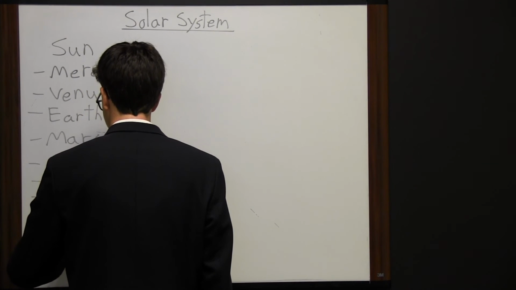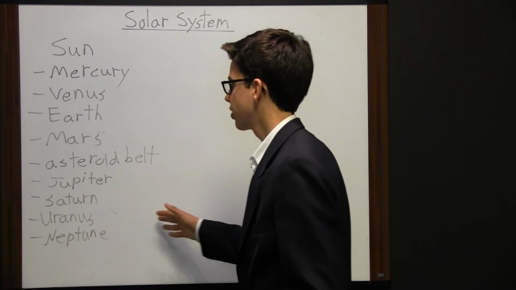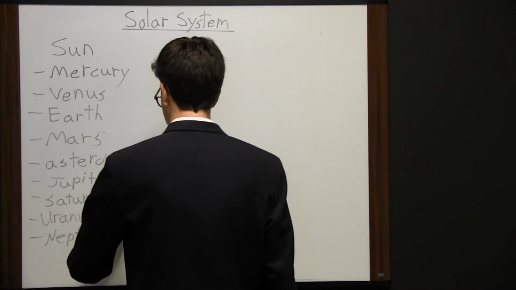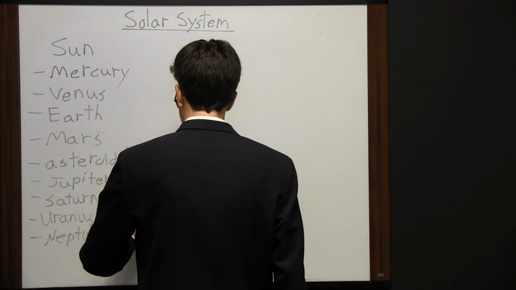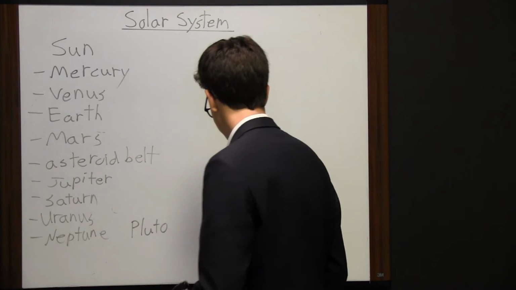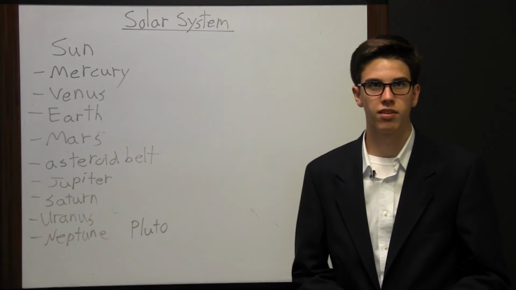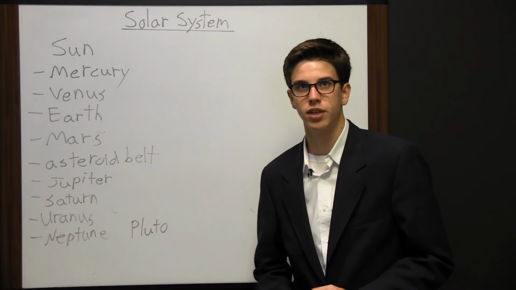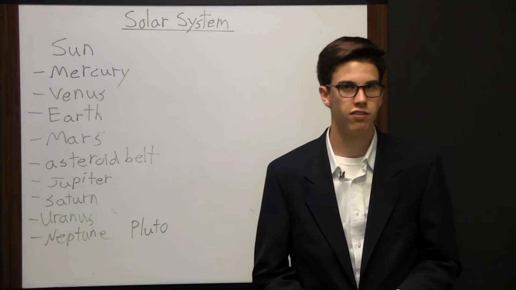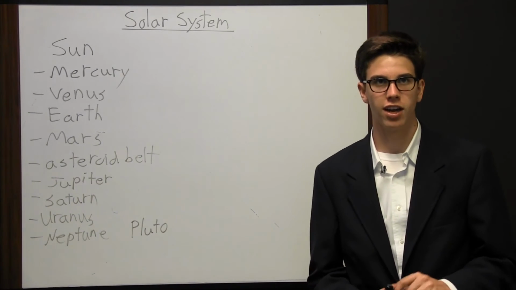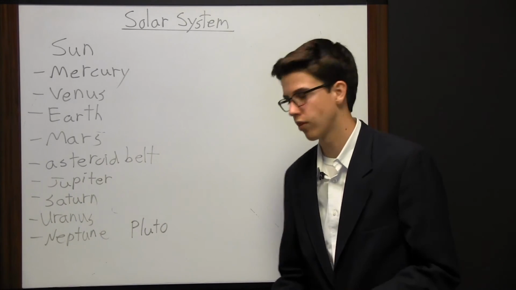then Neptune. Now you may be thinking Pluto should come after Neptune. Well, Pluto is no longer considered to be a planet. Now it's classified as one of the 5 known trans-Neptunian objects regarded as minor planets.